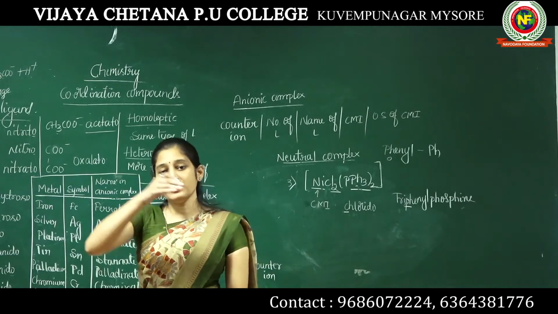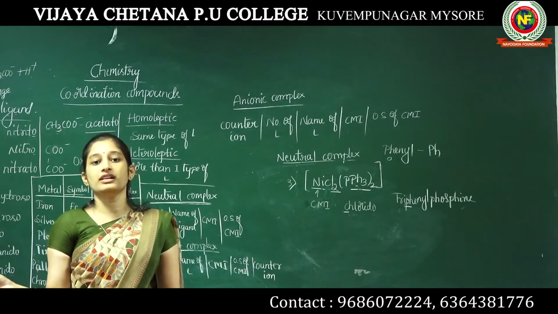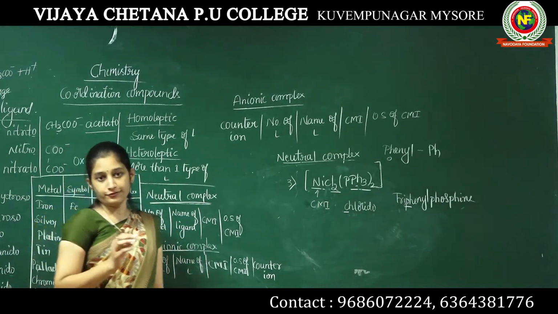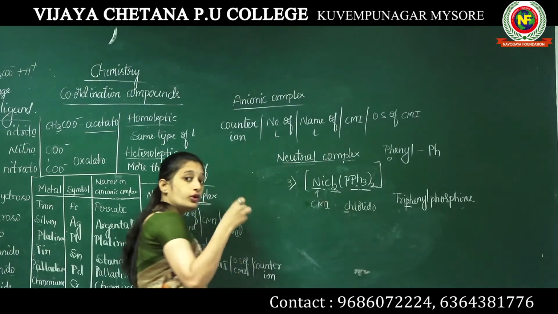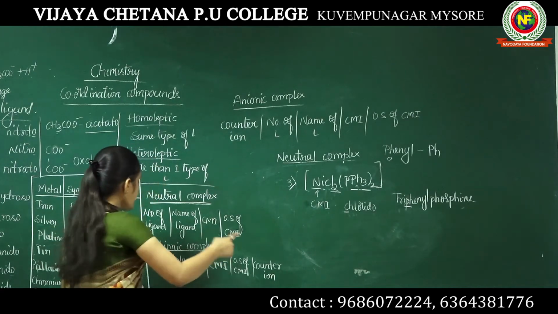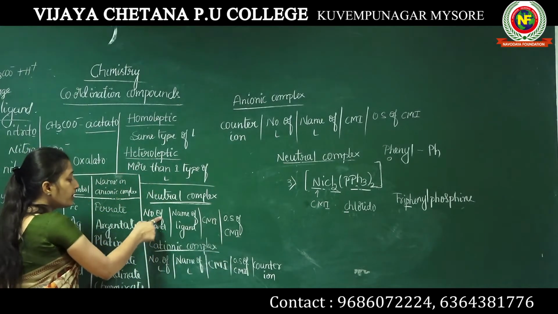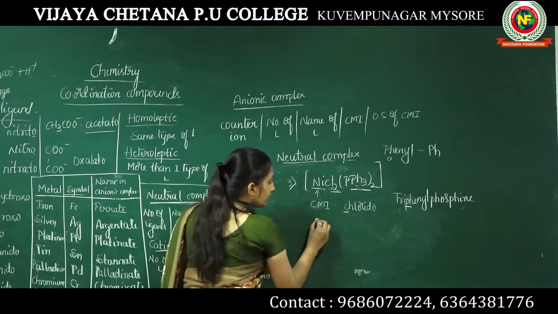In both the cases, this one starts with C and this one starts with P. According to the alphabet ABCD, which letter will come first? C will come first or P will come first? Always C will come first. That's why I am going to give the preference for chlorine. Chloride ge first preference ಕೊಡಬೇಕು. ಯಾವ ತರ ನೇಮ್ ಮಾಡೋದು? See the rules. Number of ligands. Chlorido ಎಷ್ಟಿದೆ? 2 ಇದೆ. 2 means di.